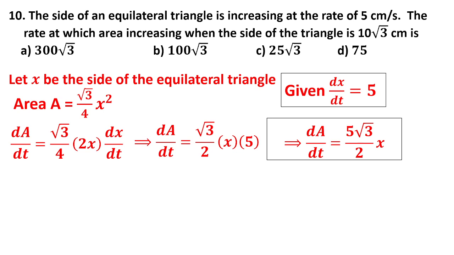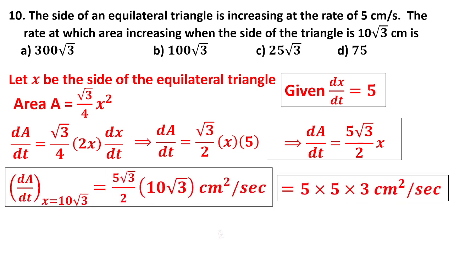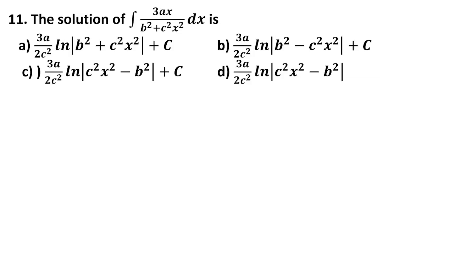Very simple. They want the rate of increase of the area when the side is 10 root 3. So put x is equal to 10 root 3 now. You will get the answer as 75. Therefore, option D is the correct option.